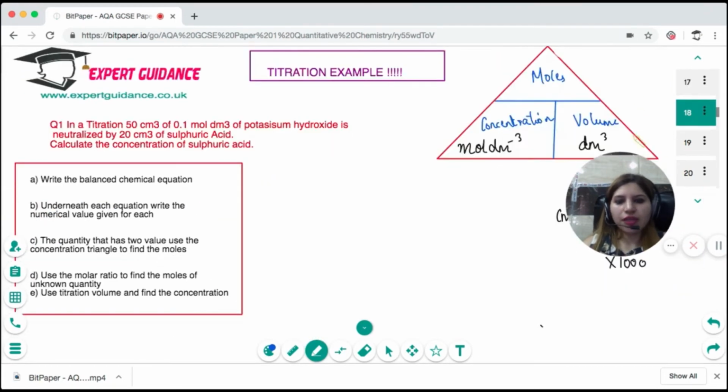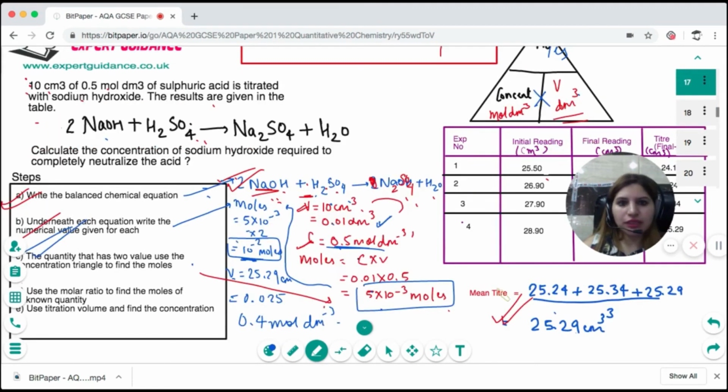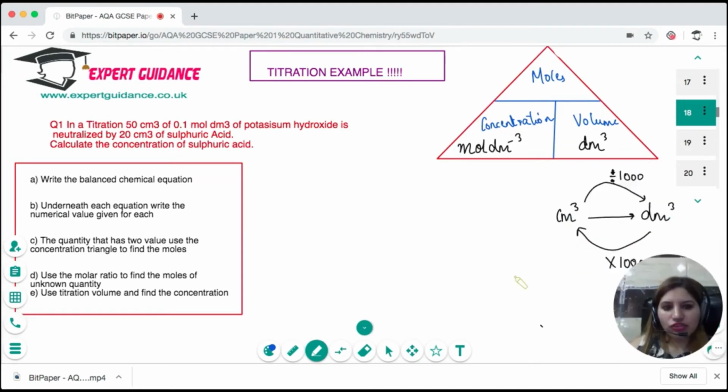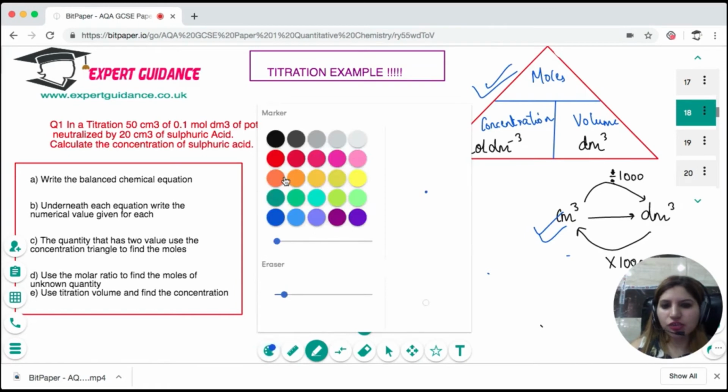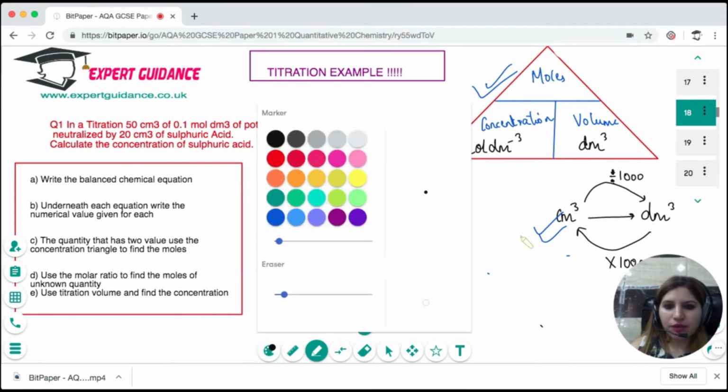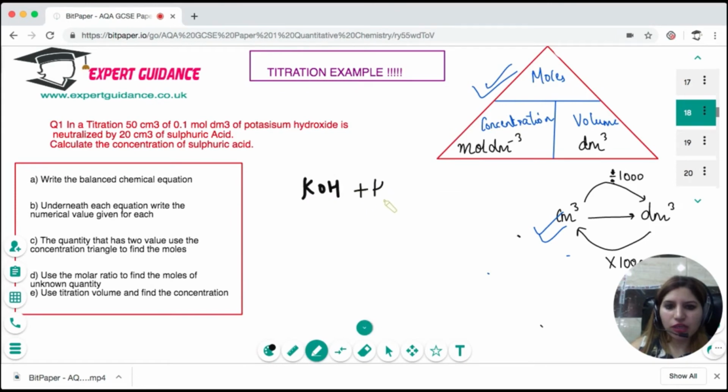Okay, so I hope this example is clear to you. Now let us take another example. In this question, we'll take the help of our moles triangle and our cm³ to dm³ conversions, and let us look at the question. It is of potassium hydroxide combining with sulfuric acid. And remember, when KOH combines with H2SO4, you write the balanced chemical equation, and that will give you K2SO4 plus water.